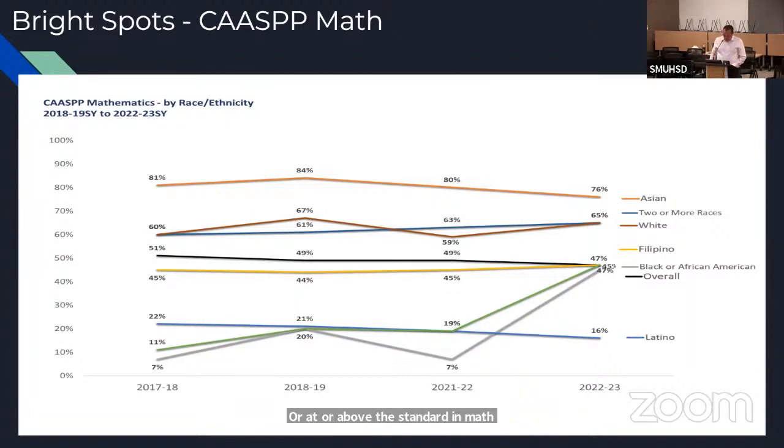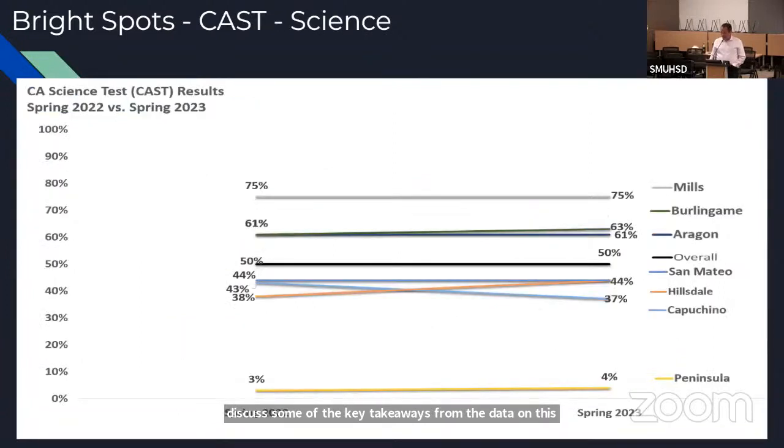And so I'll discuss some of the key takeaways from the data on this summary analysis slide after we take a quick look at the science test. And I chose to share this one by school only because it just didn't share any other data by school. And part of it is just to show how flat this data is as well.